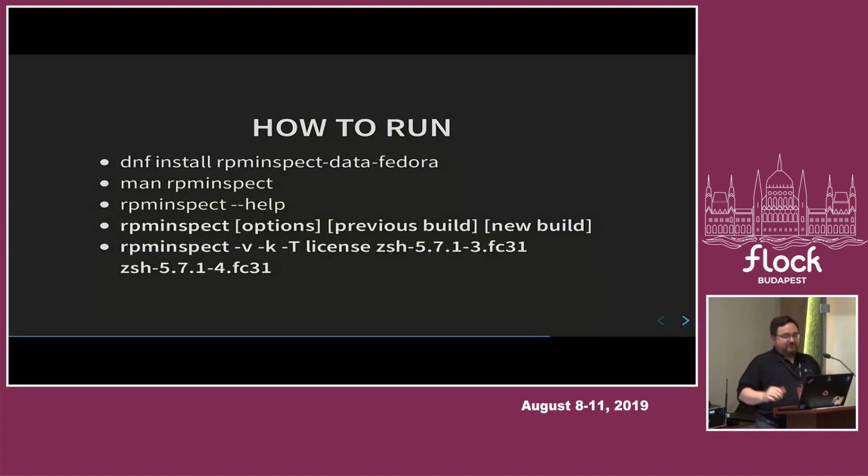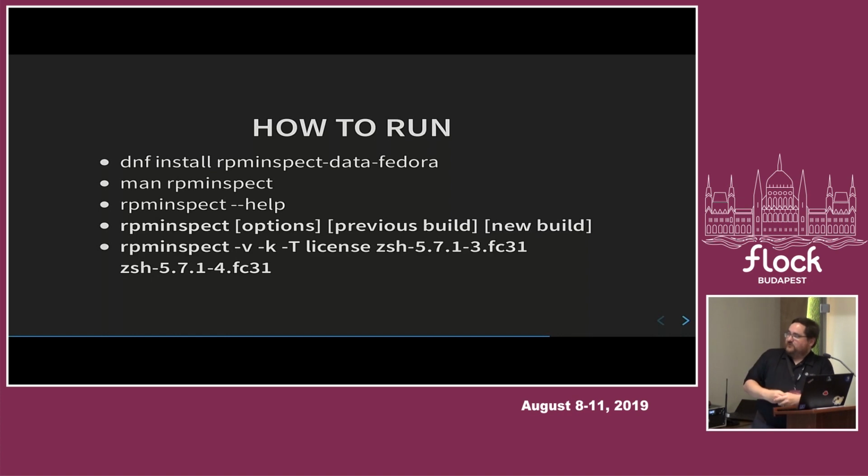Okay, so how do we run this? First you want to install it. I actually forgot on that first line to install rpminspect, so you get that in the data package. There is a man page and there are help options, but the basic syntax is here: previous build, new build. The previous build is optional, you could just specify one build, and then here's an example.